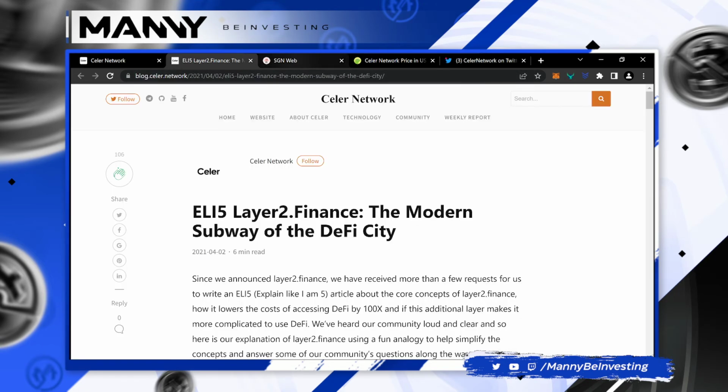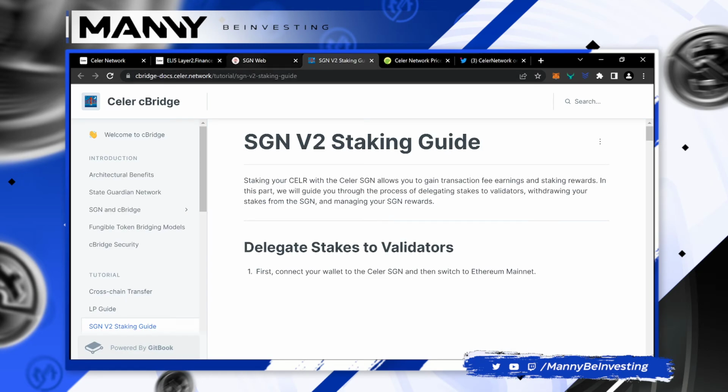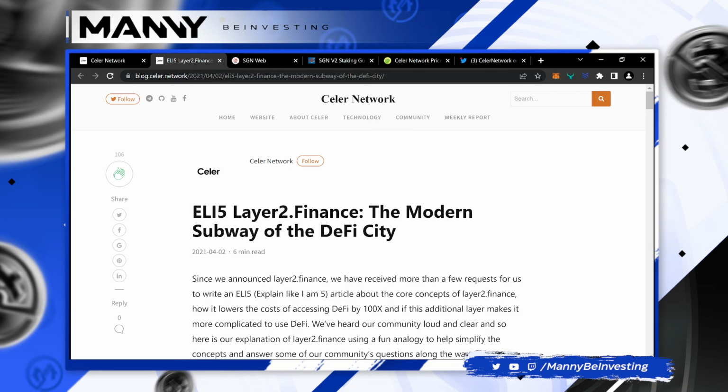But we'll take a look at these others. I want to look at this, and I want to look at the tutorial. That'll be neat. So we'll look at the V2 staking guide, and we'll look at the layer2.finance blog posting here, the ELI5, and go from there. And hopefully this is a positive experience for us, and I can report back and show you guys that this is a neat application.